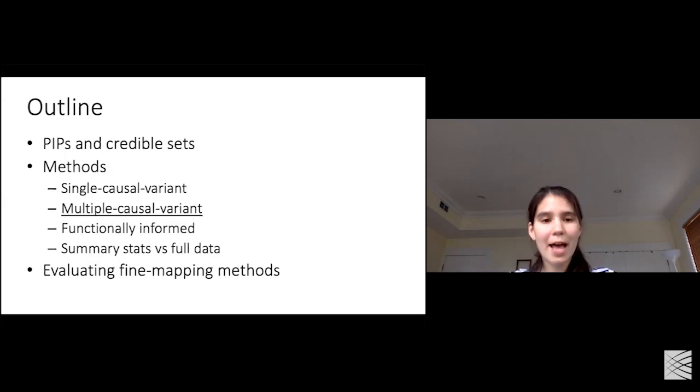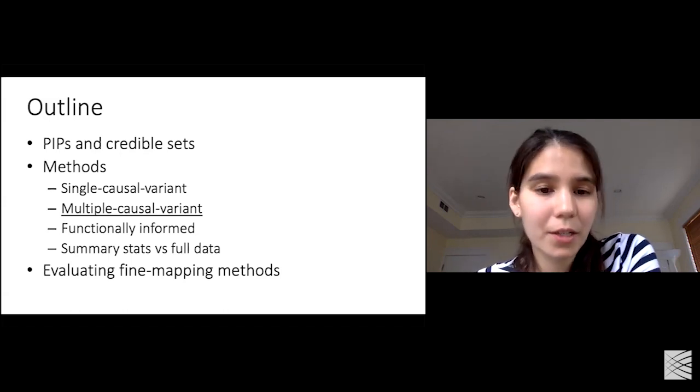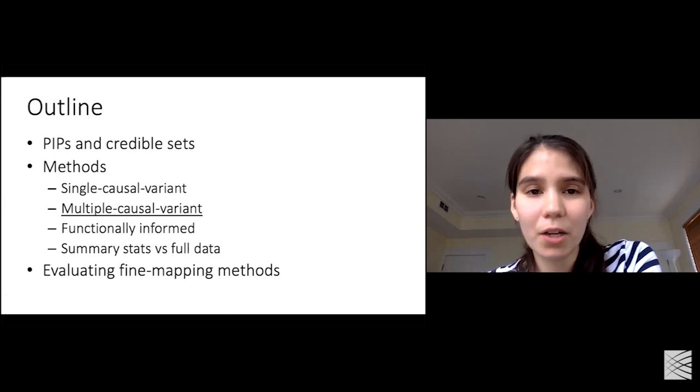So we know that there's often not just a single causal variant in a locus. And so that's usually not an assumption that we'd like to hard code.